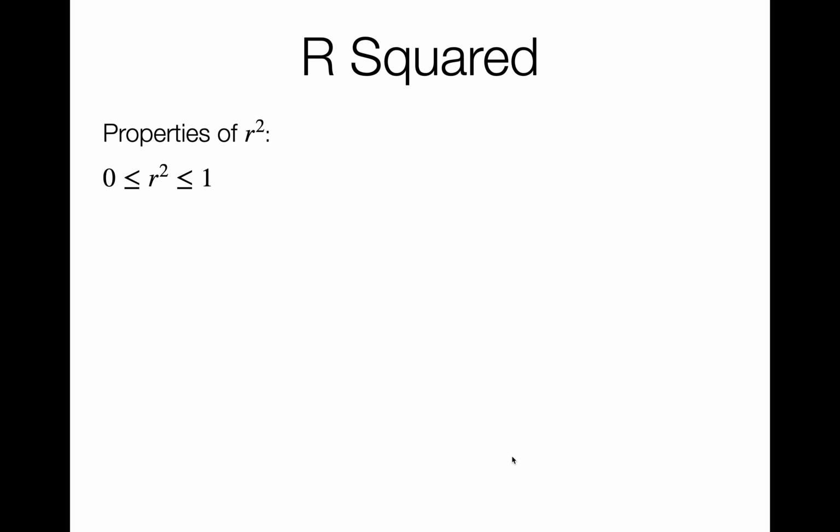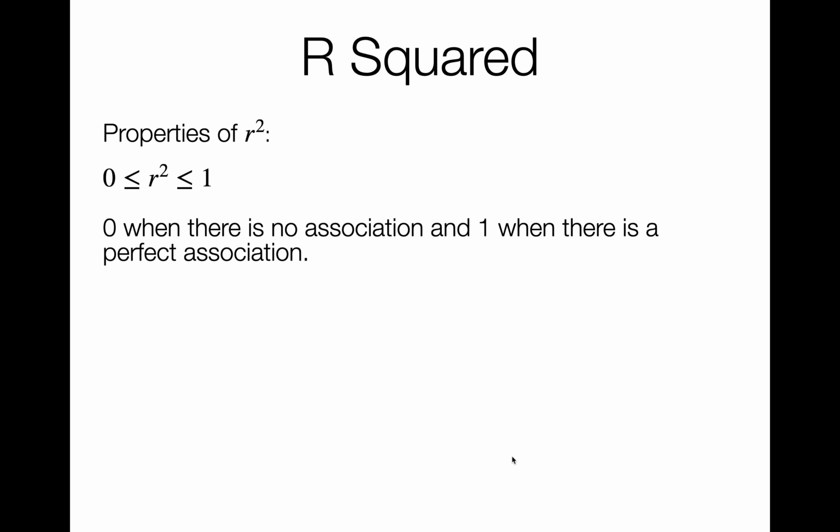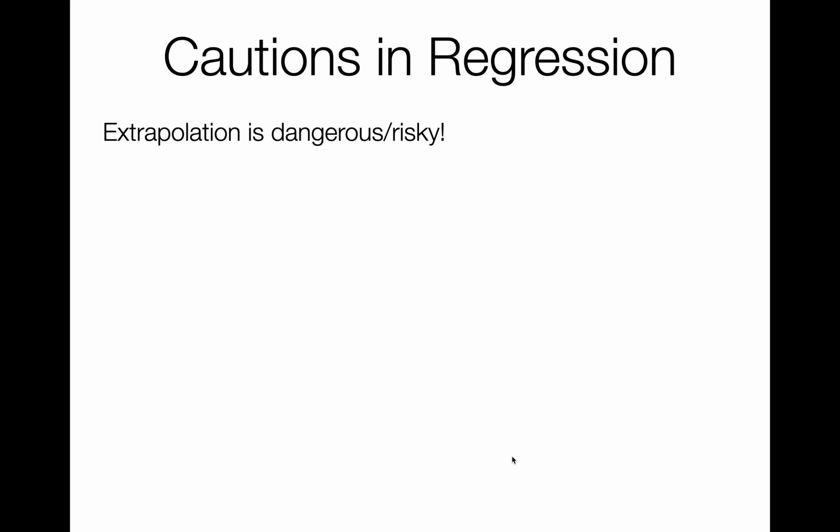So, properties of R squared: it is literally the square of the correlation coefficient. R went from negative 1 to 1, so if I square a number between negative 1 and 1, I get something between 0 and 1. So R squared is between 0 and 1. 0 happens when there's no association between the two variables, and 1 happens when there's perfect association. Great, so that's R squared.